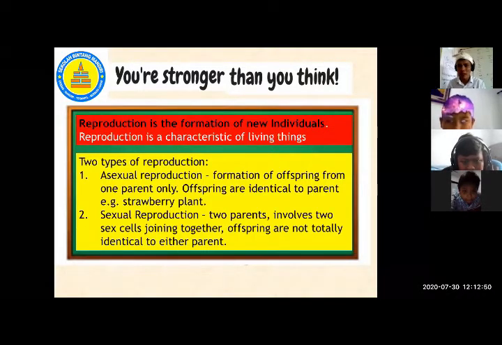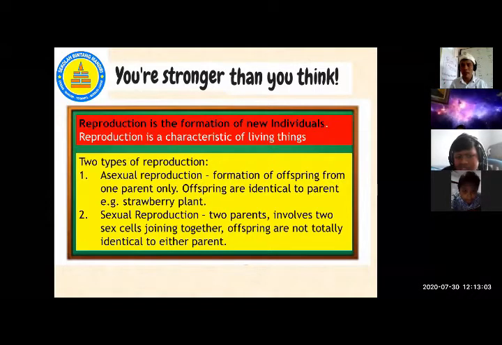And offspring are not totally identical, nggak terlalu identik dengan orang tuanya. It is different from asexual. Asexual is so identical, but in sexual reproduction, it is not totally identical. Ada perbedaan sedikit, ya. Mungkin dalam sifat atau apanya mungkin, ya. But now it is about plants. That is number one. Please remember, there are two types, okay? Next.